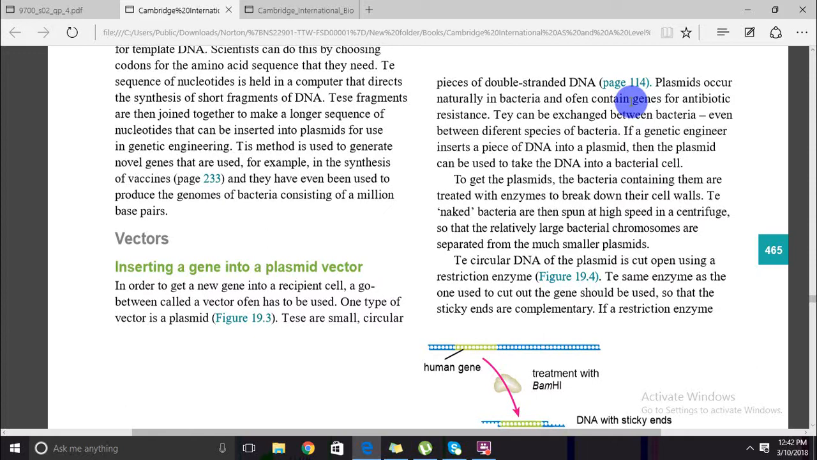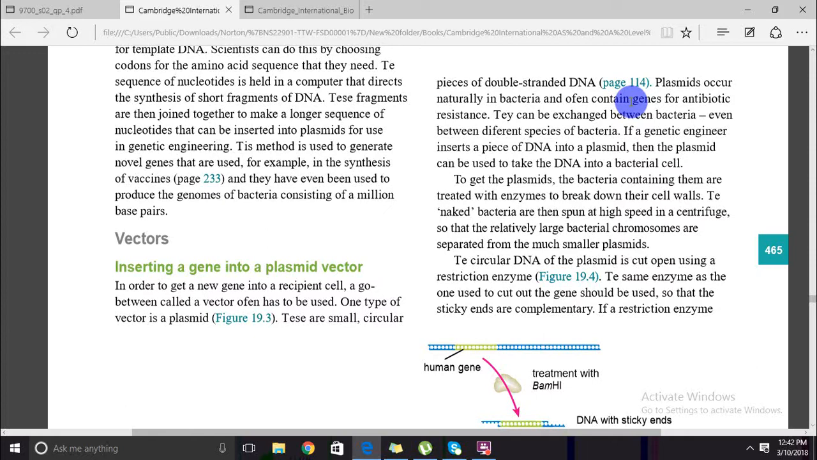A go-between, right? And one type of vector is a plasmid, and plasmids have been mentioned in the syllabus, and so it's important that you get to know the properties of a plasmid that make them such good vectors, right?